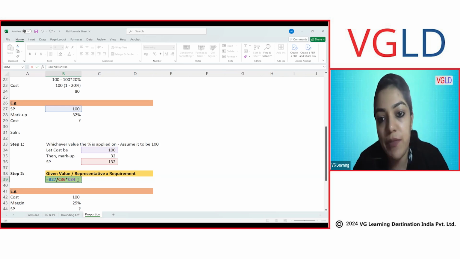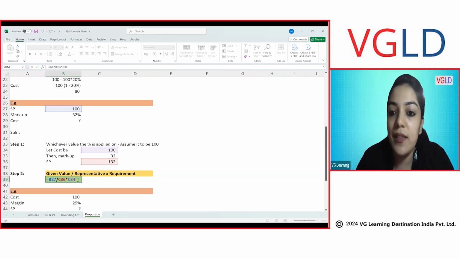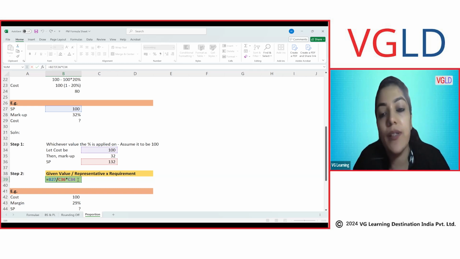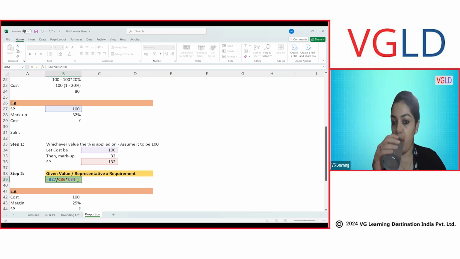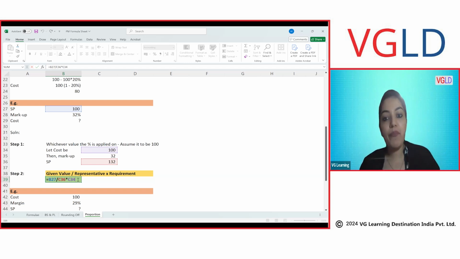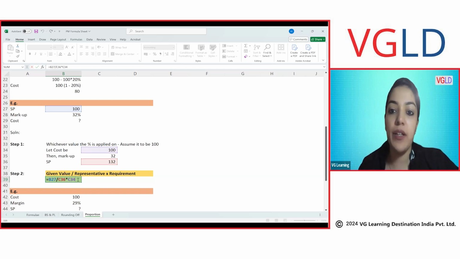Take a look at it. Let me know if it's fine. It is unitary method only. I'm just trying to standardize it so that I can put it across any concept. So instead of assuming something to be X, we are assuming it to be 100 and doing the unitary calculation. Varsha, is it clear?